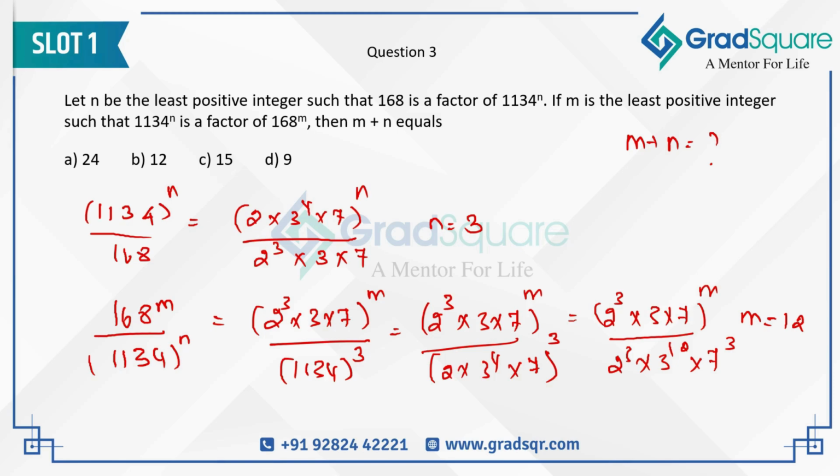What has been asked at the end is the value of m plus n. So m is 12 and n is 3. The least powers of m and n are 12 and 3, and the sum of the numbers will be 15. So the answer for this question is 15, which is option C.